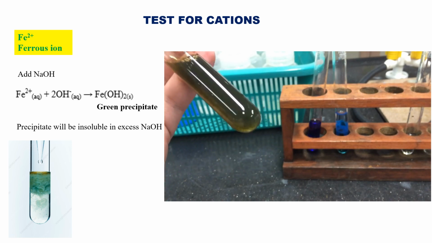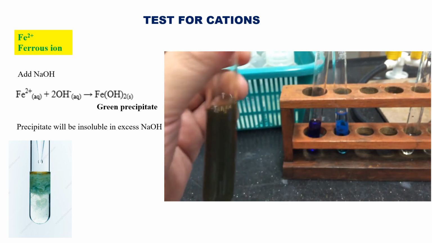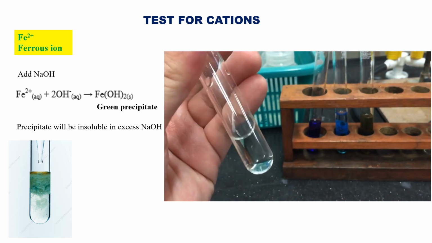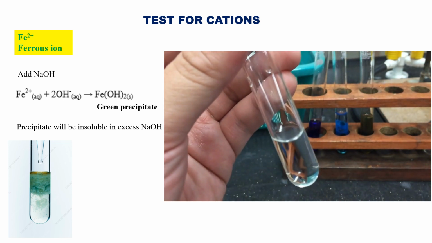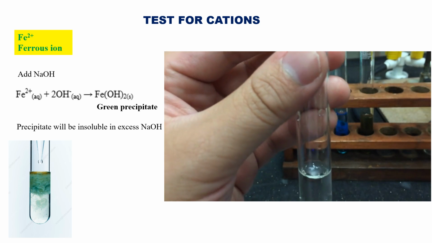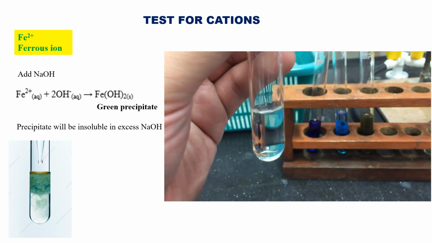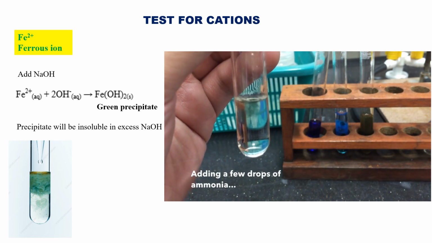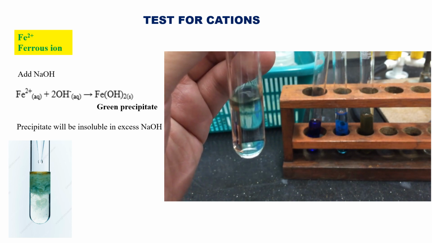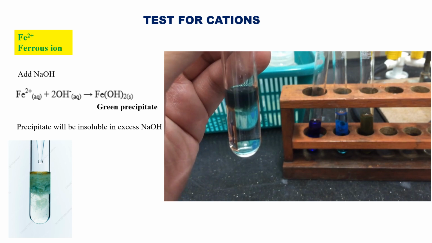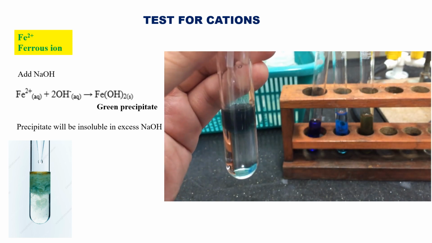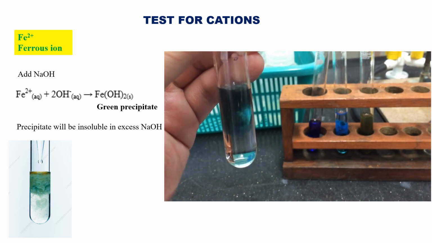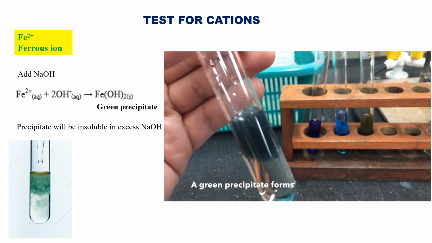You may also use ammonia to test for the presence of iron(II) ion. To a small sample of the solution, add a few drops of ammonia solution. Notice that a green precipitate forms.